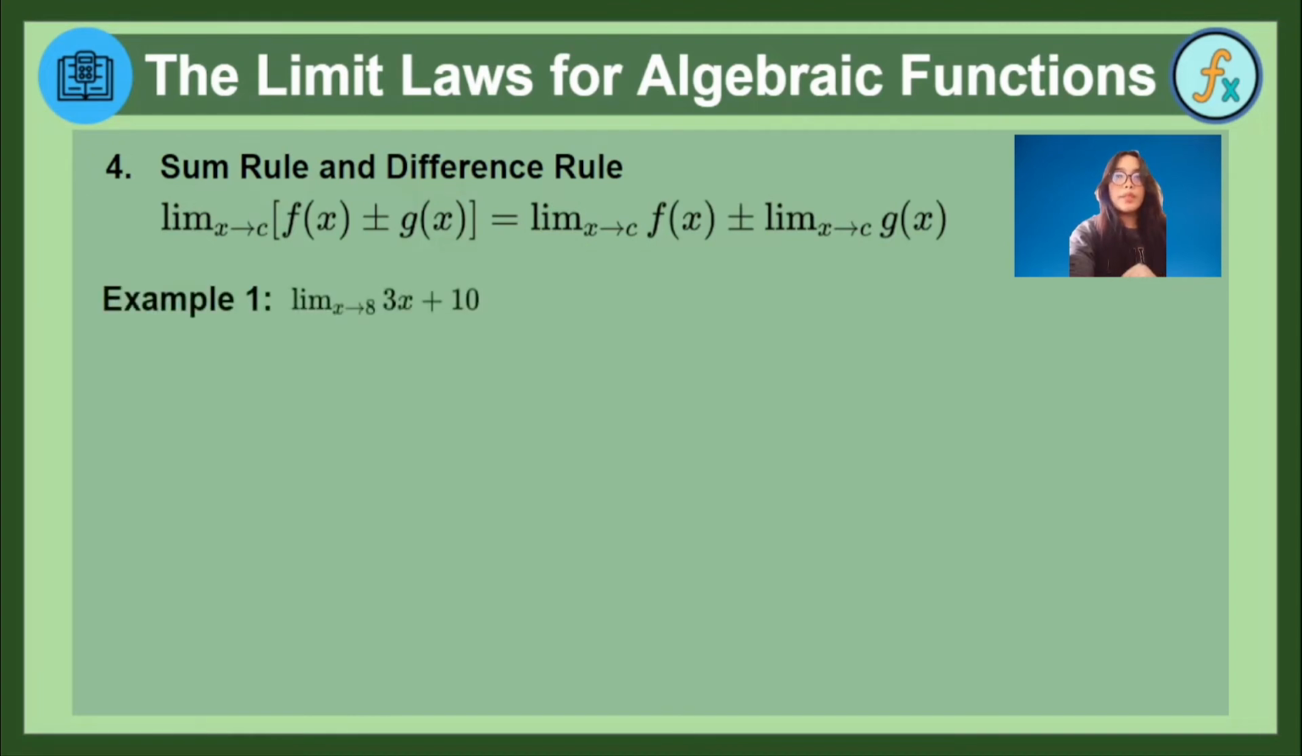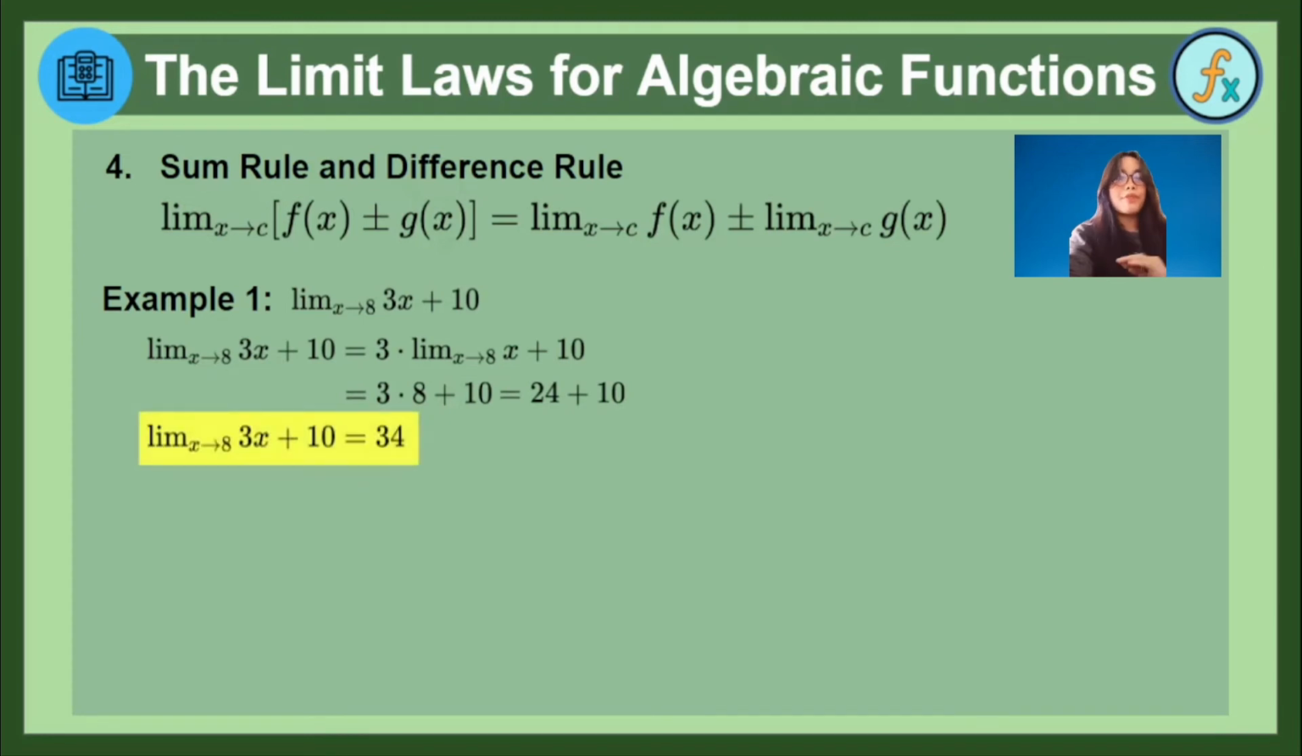Example number 1. Evaluate the limit of 3x plus 10 as x approaches 8. First, apply the concept, so it's going to be 3 times the limit of x plus 10. The limit of x as x approaches 8 is 8. Therefore, 3 times 8 is 24, plus 10 is equal to 34.